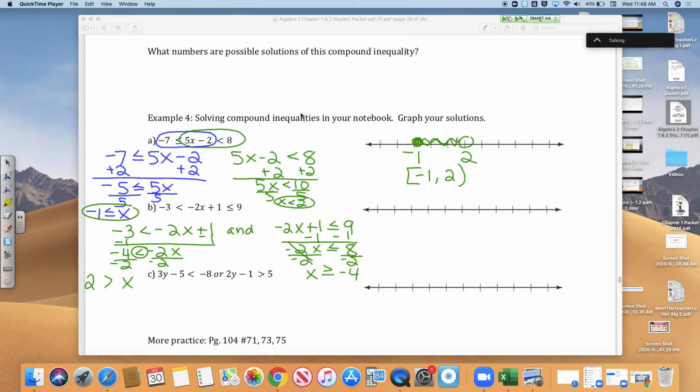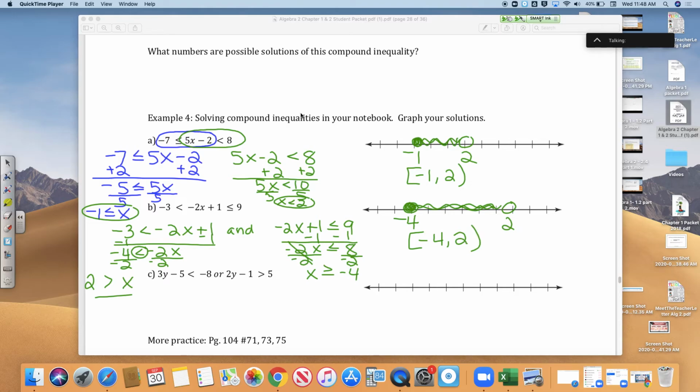So the two numbers I need on my number line are -4 and 2. For -4, it's going to be a closed circle. For 2, it's going to be an open circle. Anything that is less than 2, so x is less than 2, would be to the left of 2. Anything greater than or equal to -4 would be to the right of -4. So my solutions are in between. This would be bracket -4, comma 2, parenthesis.